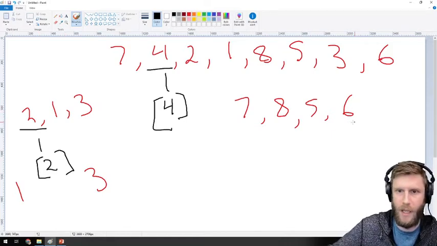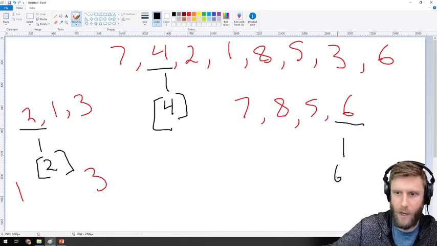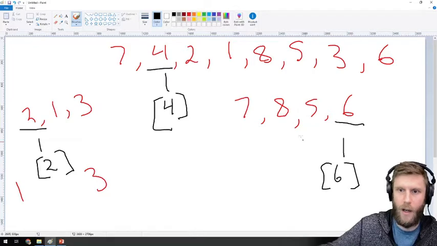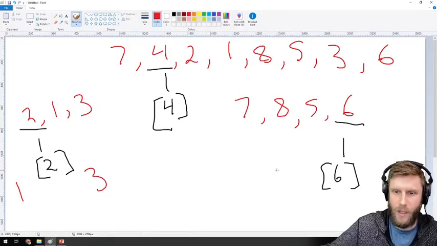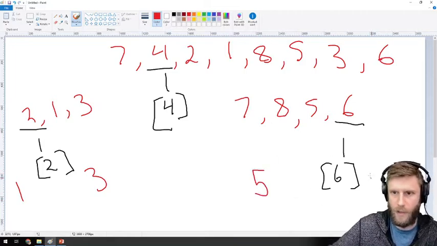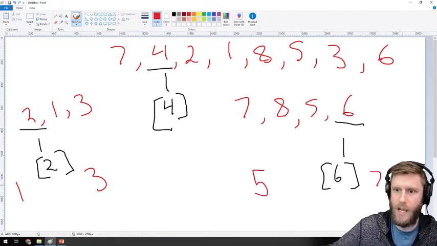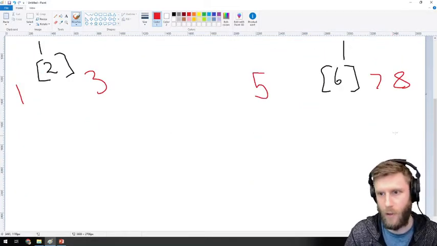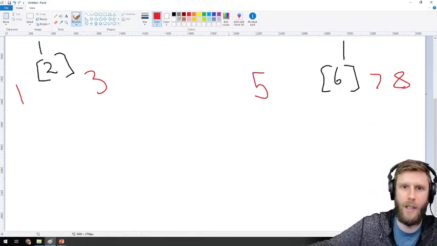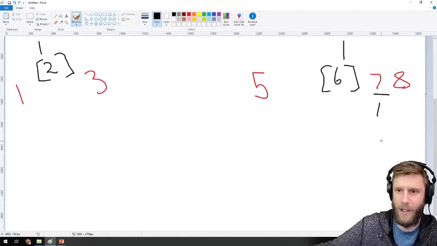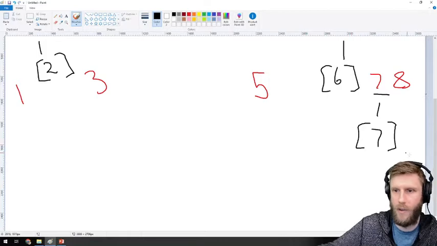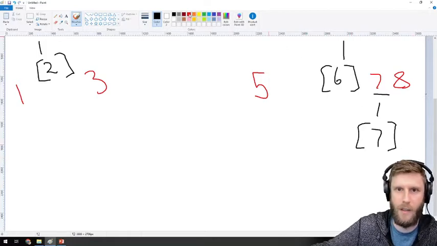So I'm going to pick 6. So now we've got 6. All the numbers less than 6 go over here. Okay, we've got the 5. And then all the numbers greater than 6. Okay, well, we've got the 7 and the 8. I'm going to pick a pivot over here. I know it seems silly, but I'm going to do it. And I don't know, I'll pick the 7. It doesn't really matter. So we've got the 7 and all the numbers less. Well, there's nothing there. And then over here, we've got the 8.